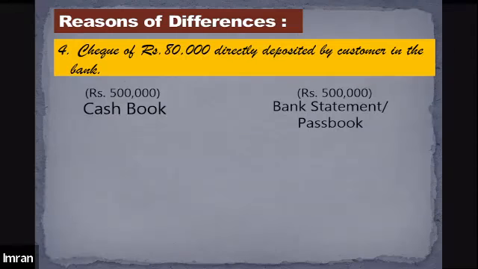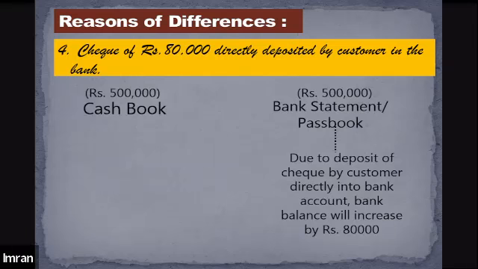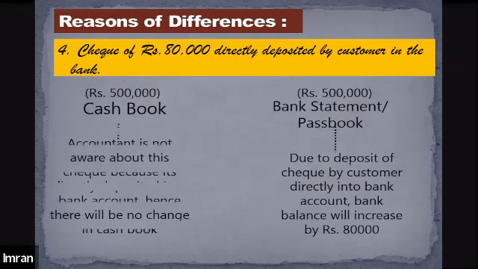You understand that? So let's suppose at the beginning of the month, the cash book is showing 5 lakh of balance, and the passbook was also showing 5 lakh of balance, but since the check has been directly deposited by the customer into the bank, this event must have been recorded by the bank only. So due to the deposit of the check by the customer directly into the bank, the bank balance must have increased by ₹80,000, right? On the other hand, since the cashier or the accountant of the business has no idea about this check being deposited into the bank, there won't be any entry done by the accountant of the business.